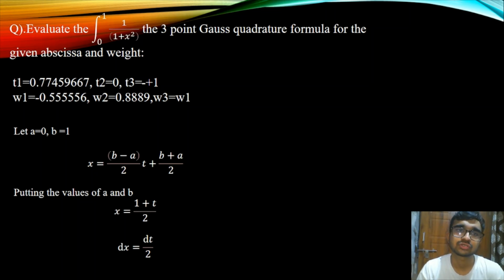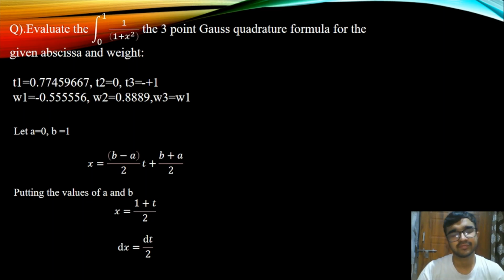We have to evaluate the integral of 1 upon 1 plus x square from 0 to 1 through the 3-point Gauss quadrature formula for the given abscissas and weights. So here we are given the values of t1, t2, t3, w1, w2 and w3. All the values are given here.